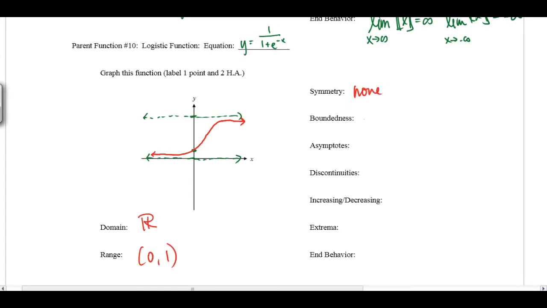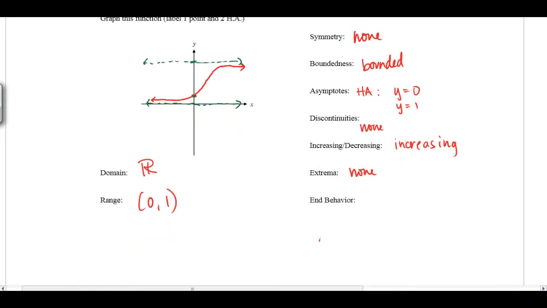The boundedness is bounded. So that's kind of cool. We haven't had a bounded one. Remember, that means bounded above and bounded below. The asymptotes, they're there. We have horizontal asymptotes at y equals 0, and in this case y equals 1, the numerator. It is continuous, so there are no discontinuities. It is increasing, believe it or not, the entire time. There is no extrema.